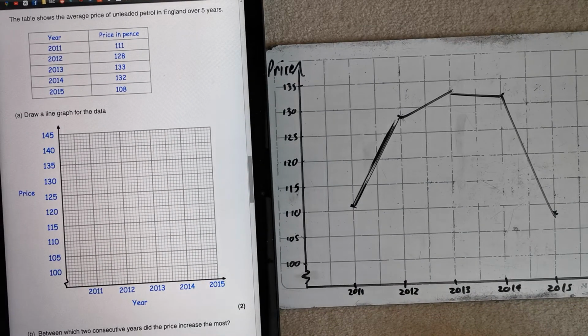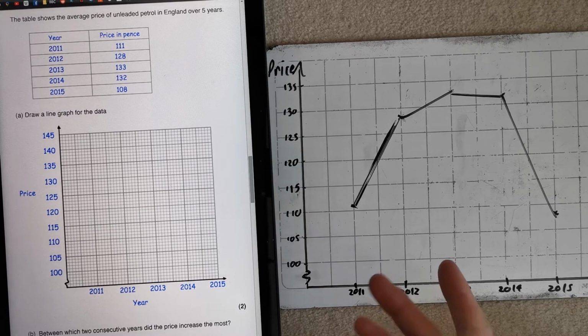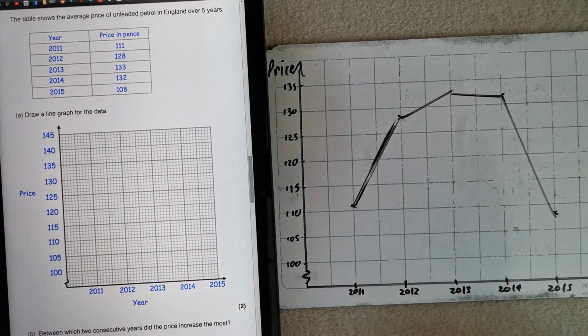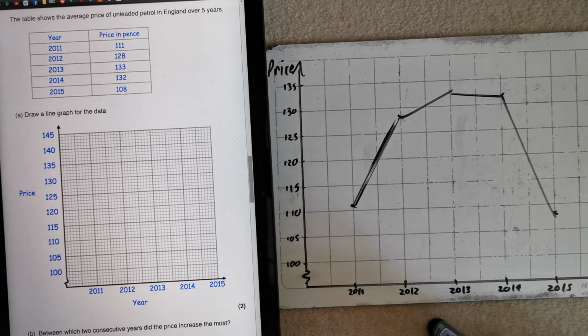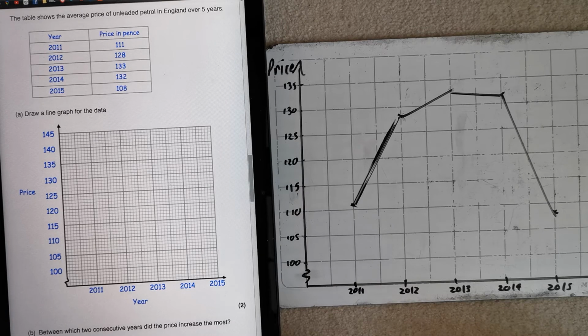Okay, between which 2 consecutive years did the price increase the most? Well, first of all, what does consecutive mean? That just means in a row. For example, 2011 and 2012, they are in a row. Whereas 2011 and 2015, they're not in a row because they're not next to each other. All right. Which 2 consecutive years did the price increase the most?